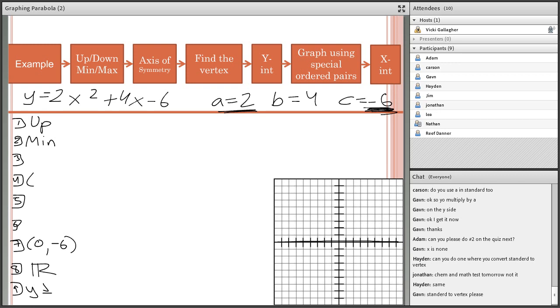All right, I think that's all I can write without doing any math. So let's start doing some algebra, some math. On this one we're starting with the axis of symmetry, which is x equals a number, and the formula, so not the equation, the formula is negative b over 2a. So negative 4 over 2 times 2. And that's negative 1. So my axis of symmetry is negative 1. I can also write that as my x-coordinate on my vertex.